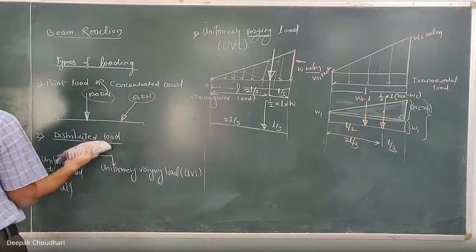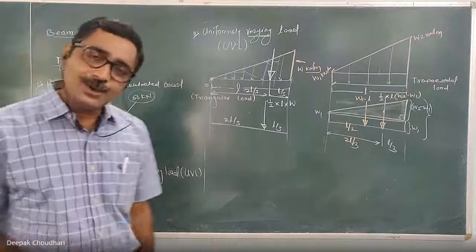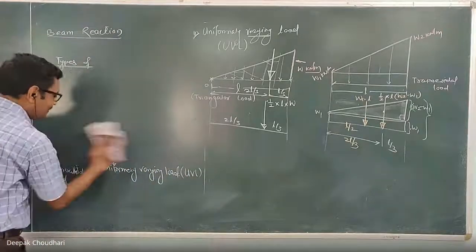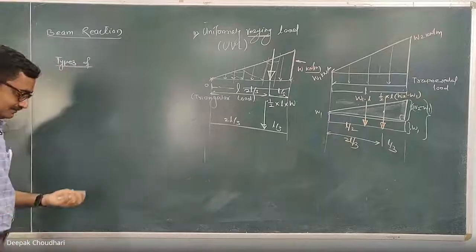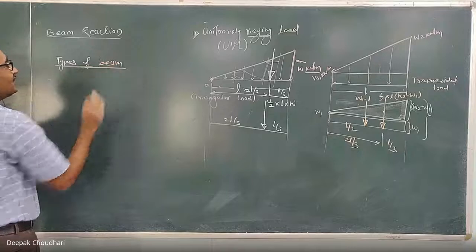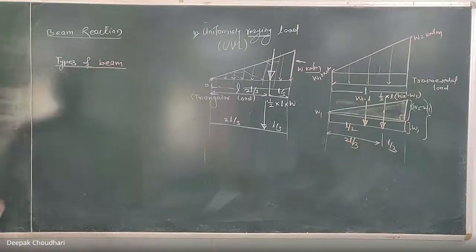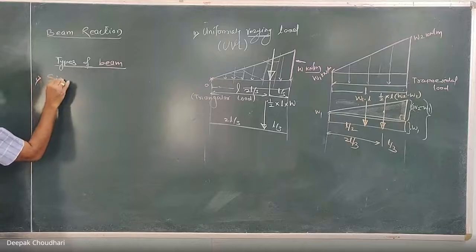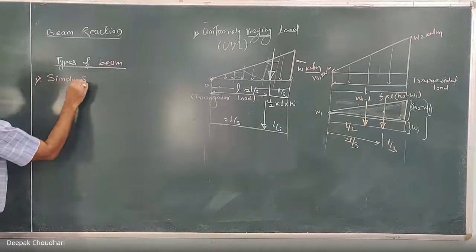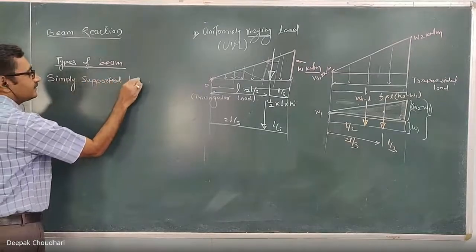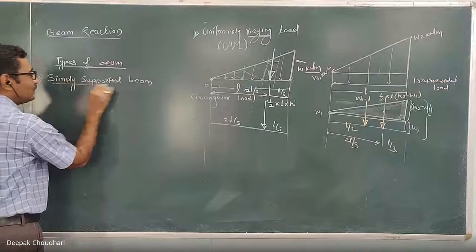Okay. So types of support हो गया, types of load हो गया. Here, now in 5 minutes, I am going to tell you about the types of beams, because we have to calculate the beam reaction. Na? So which are the different type of beam? Here, the first type of beam is simply supported beam. Now, what is in the simply supported beam?